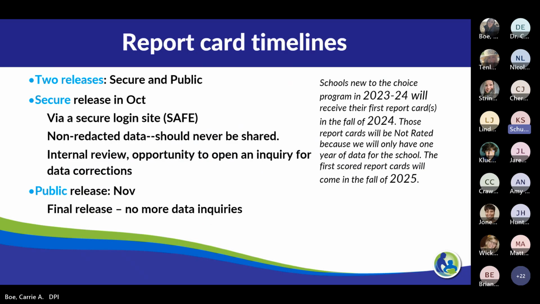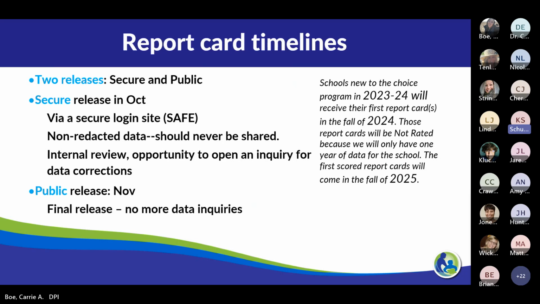Thank you. All right, so I did say we would talk about the report card timelines again, because I know that's an important piece of information and we did go over it fast. So you'll see on the right side of the slide that as schools new to the choice program in 2023-24, you'll receive your first report card in the fall of 2024. And like we talked about previously, it will not be rated because we only have 1 year of data. But then you'll have the opportunity for your first scored report card in the fall of 2025.